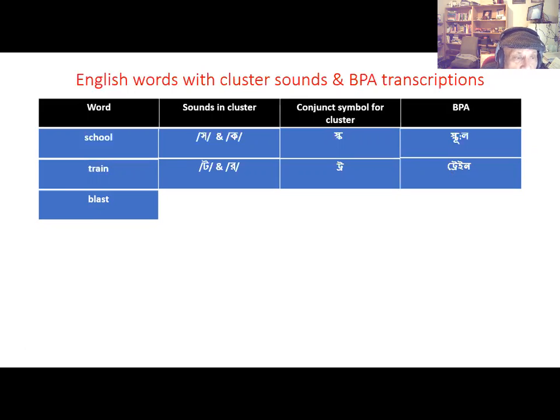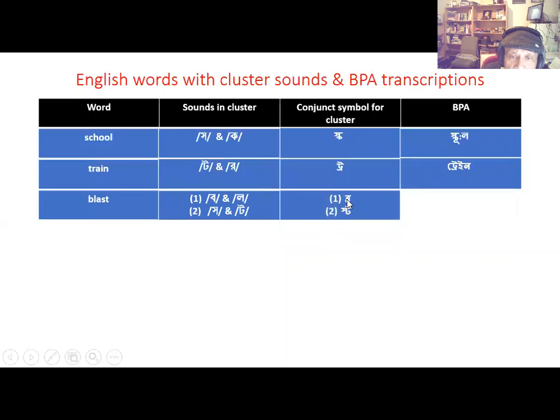Next, we have the word blast, B-L-A-S-T. Here we have two cluster sounds, bl and st. The first one is formed from the two English sounds b and l, and the second one is formed from the English sounds s and t. The first one is transcribed in BPA with the conjunct symbol bl, and the second one is transcribed with the conjunct symbol st.